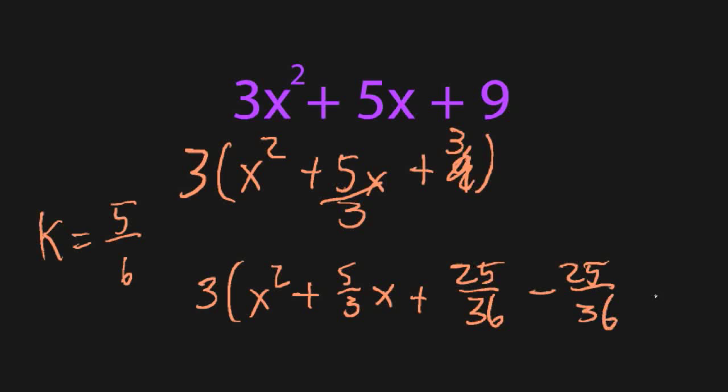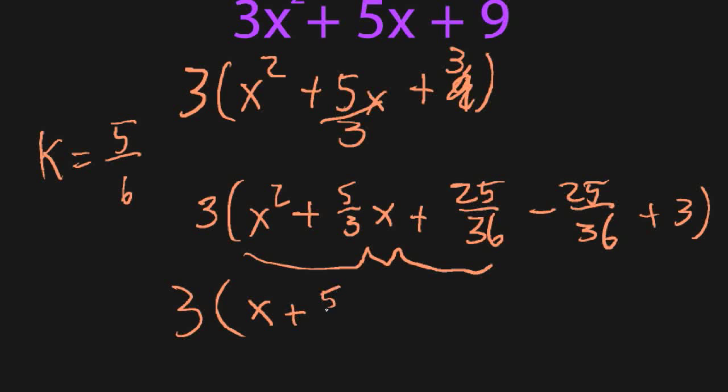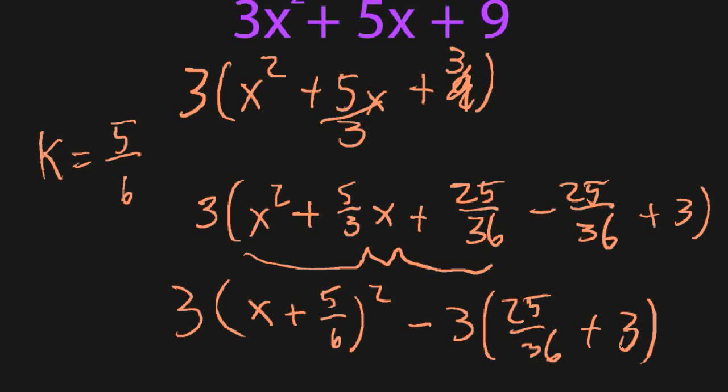Isn't that cute? So we just add it and then we subtract it. We know that's not going to make a difference. Then we have that plus 3 on the end. So here is our expression that completes the square. So we have 3 times k is 5/6, x plus 5/6 squared. And then we also have minus 3 times 25/36 plus 3. So I'm out of time, but that's how you complete the square.